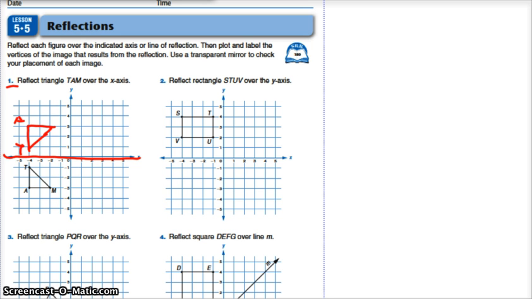But when you do number 2, remember you're reflecting over the y-axis, so your y-coordinates would stay the same, but your x-coordinates will change. Just something to keep in mind.